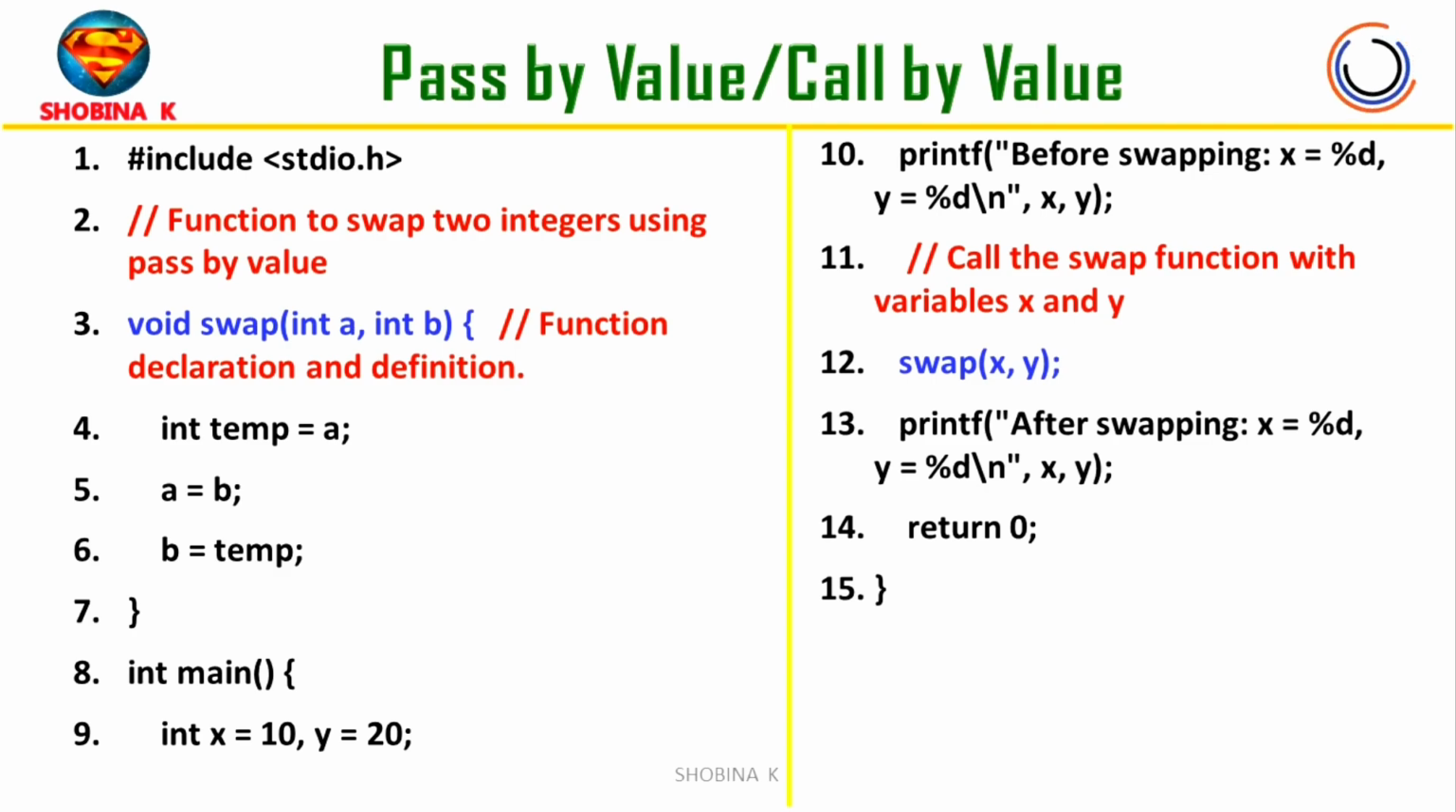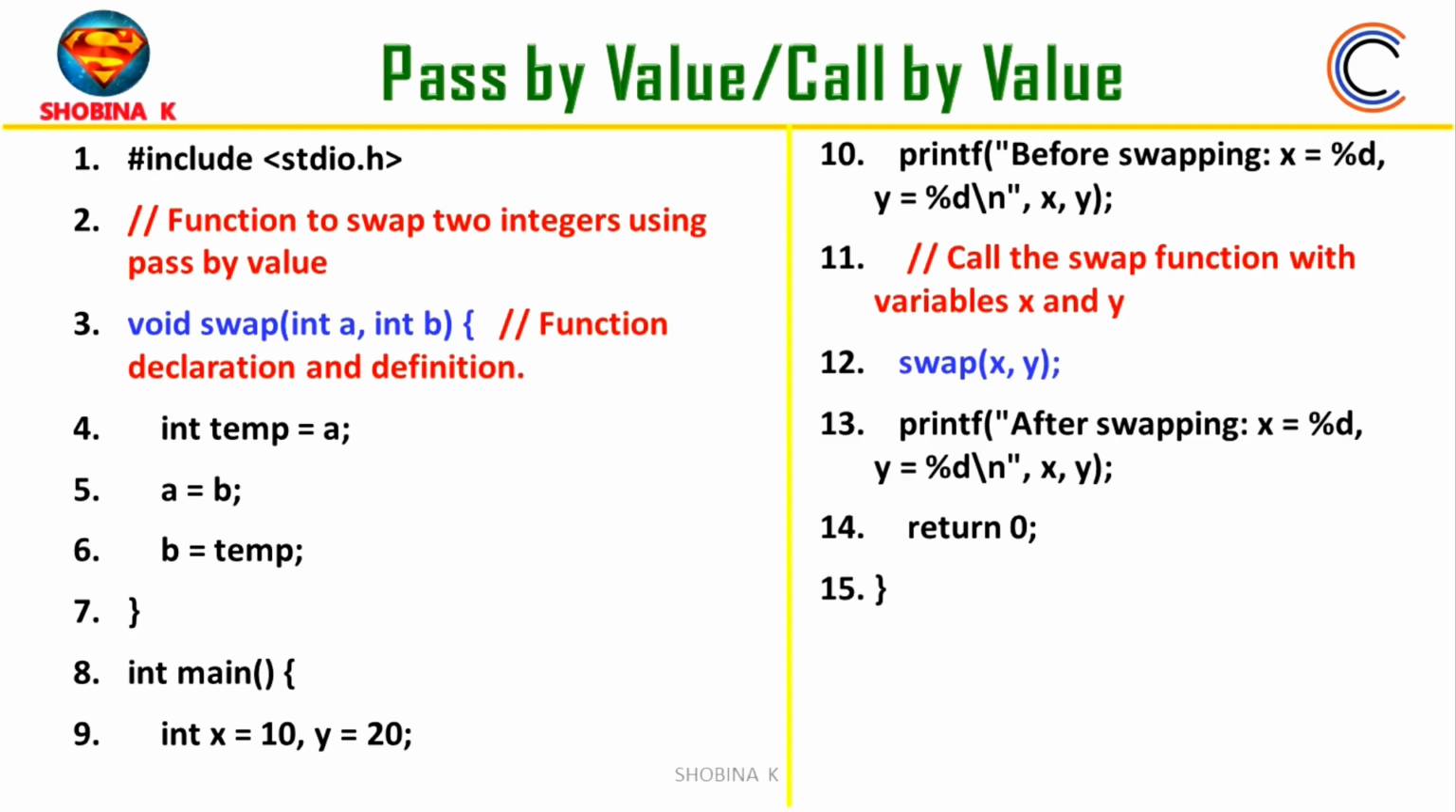Swap(x, y) calls the swap function, which passes the values of x and y to the function. Since the swap function uses pass by value, the values of x and y are copied to the parameters a and b within the function. Any changes made to a and b inside the swap function do not affect x and y in the main function. After the swap function call, another printf statement prints the value of x and y. Since x and y were passed by value, not by reference, their values remain unchanged in the main function.